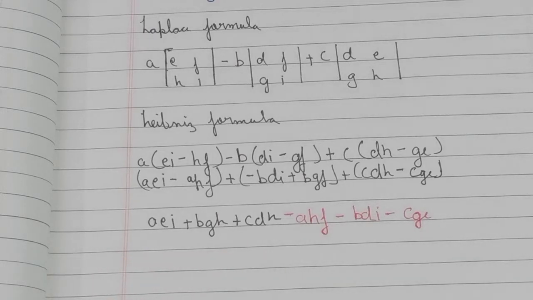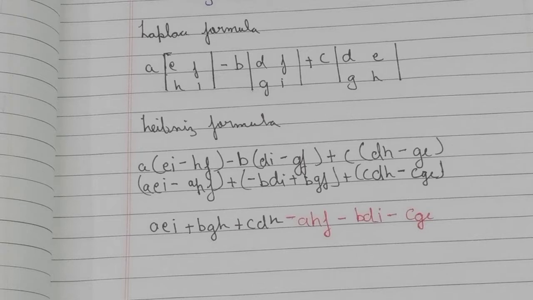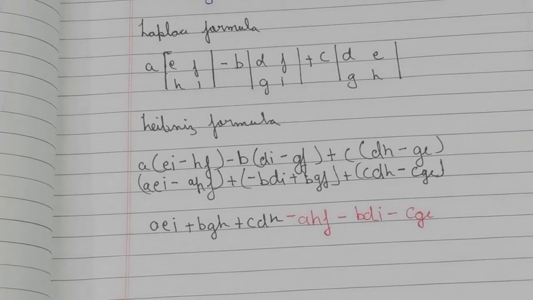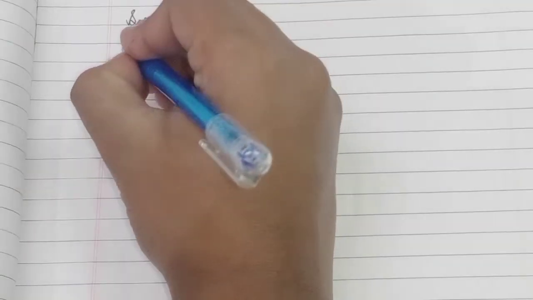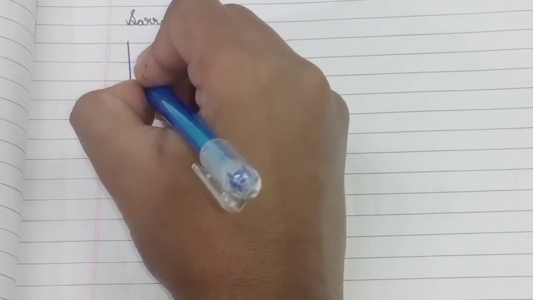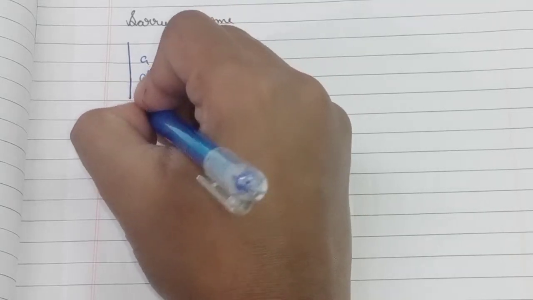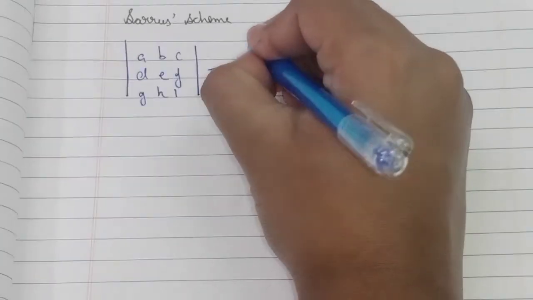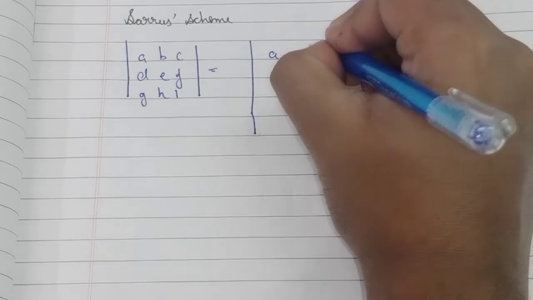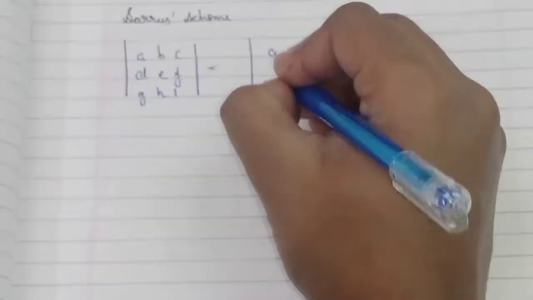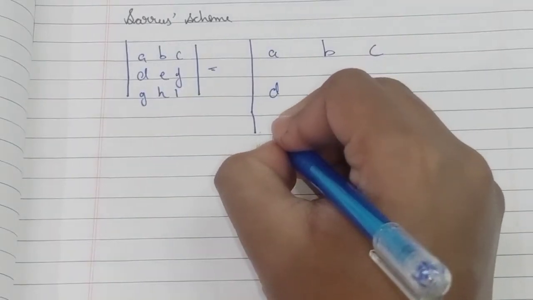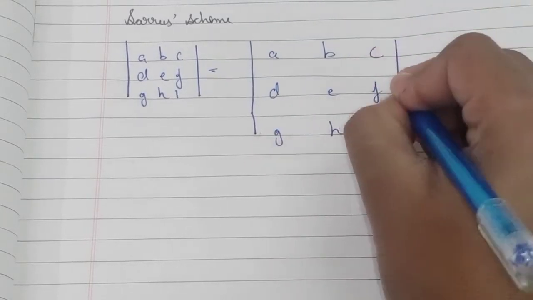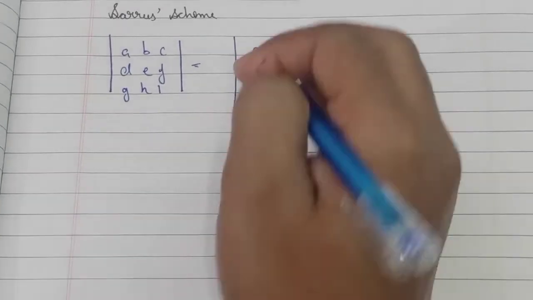Now there is one more method called the Sarrus scheme. Let's see what that is. Suppose we want to find the determinant of the same matrix, that is a b c, d e f, g h i. What we can do here is make a bigger one of this. So this is a b c, make it bigger, d e f, g h i. Now close it, and put a positive sign here.